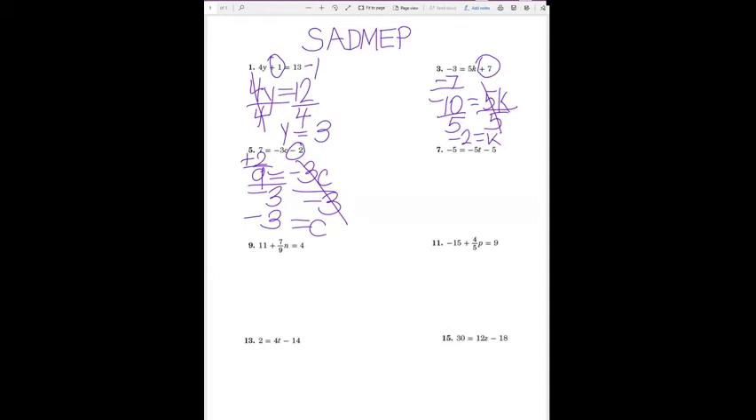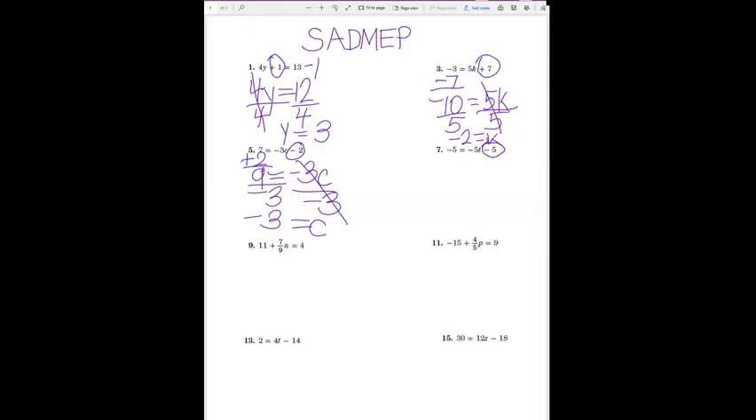Let's move on to the next one, number 7. Negative 5 equals negative 5t minus 5. Let's use SADMEP to solve. The S stands for subtract. Do we have any subtraction? Yes, we do. Let's circle the minus 5.